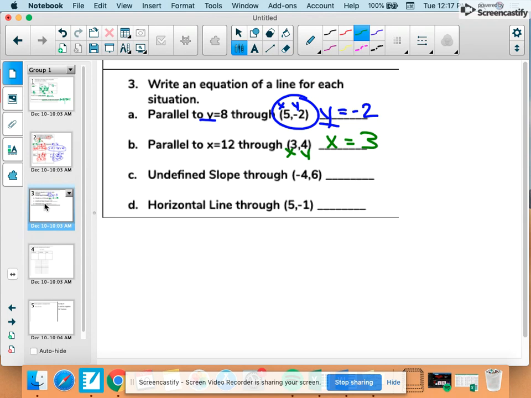So undefined slope, again, that's a vertical line. So vertical lines are x equals. So x equals, and again, we have to go through this point, -4, 6, so the x value is -4. A horizontal line is the same as a y equals, so we're going to do y equals, and x, y, so we get -1.